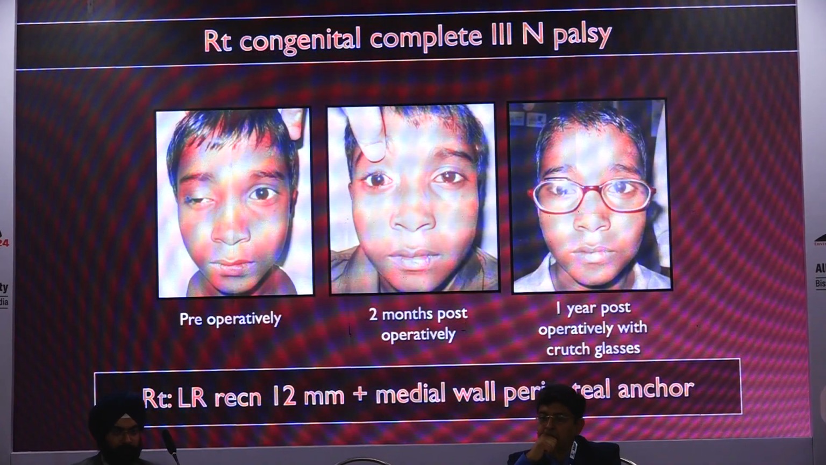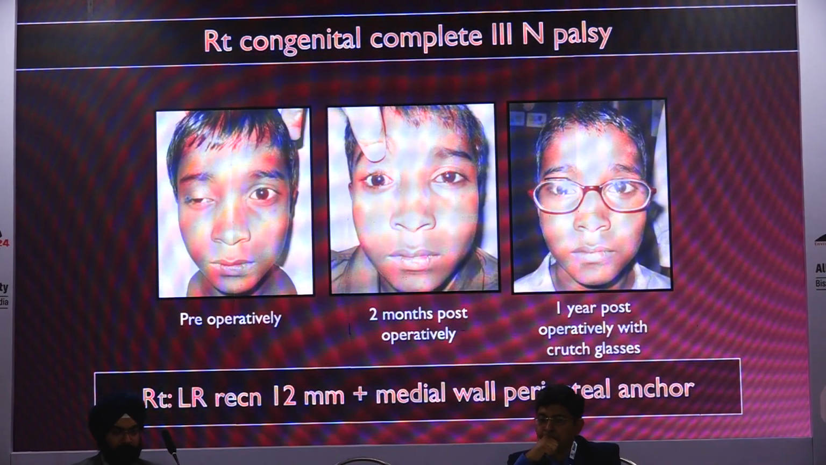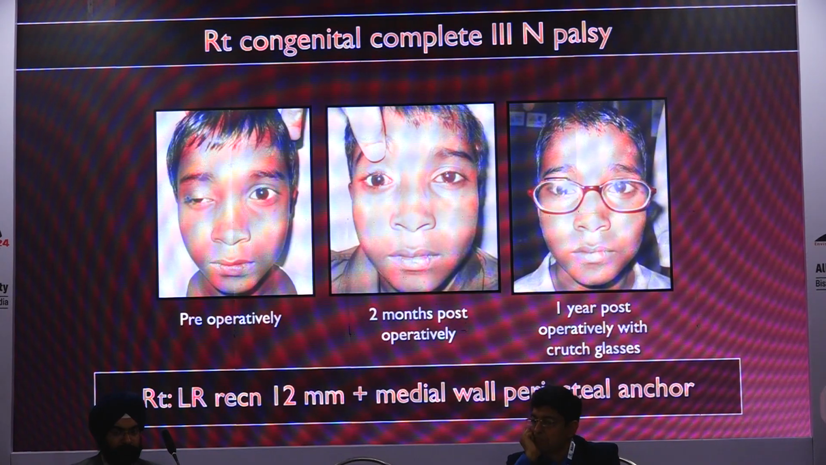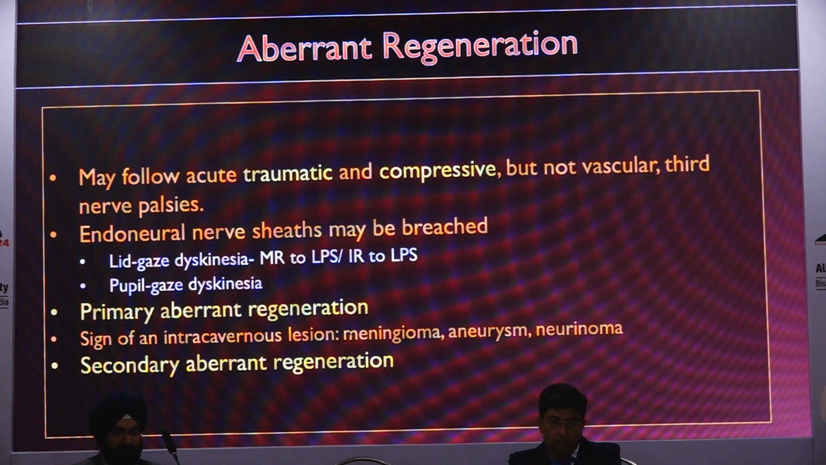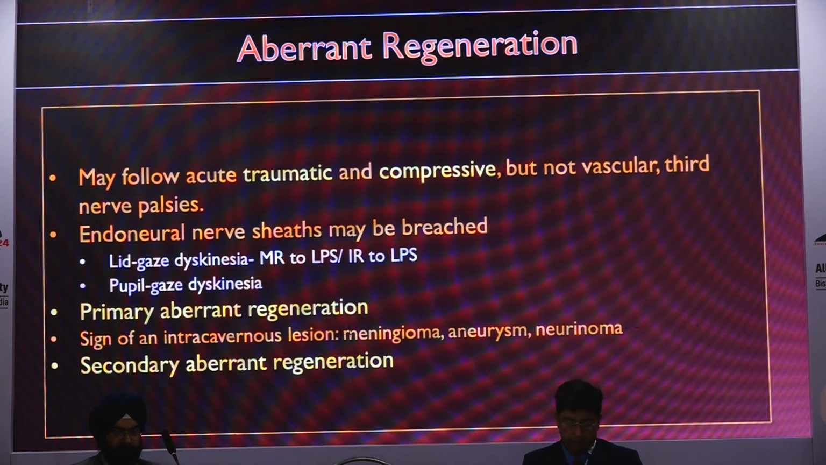So here is another case of right eye congenital third nerve palsy, which was corrected with a lateral rectus recession of 12 millimeters with the medial wall periosteal anchor, and with the crutch glasses, the alignment is achieved. Coming to the cases of aberrant regeneration, which may follow acute traumatic or compressive third nerve palsies.